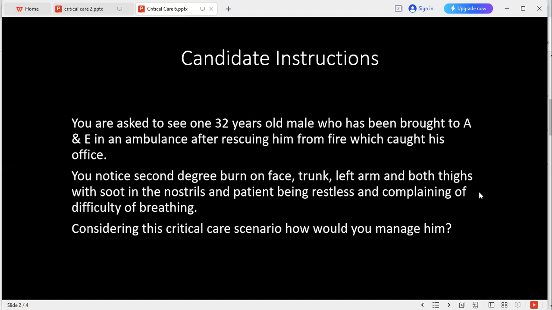Can you please tell me where would you manage this patient? I'll manage this patient in the intensive therapy unit, intensive treatment unit, ITU. Why not shift the patient to the burn unit? What is the criteria to move the patient to the burn unit, in other words?